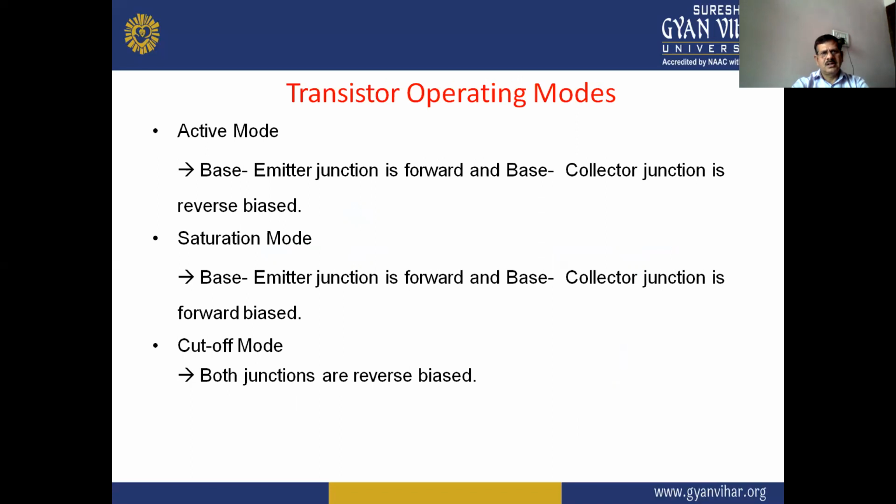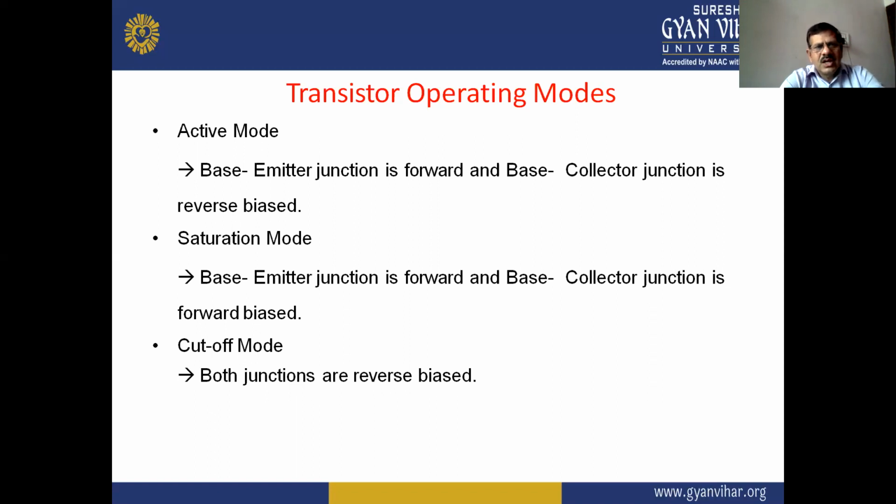What are the transistor operating modes? There are different modes of the transistor. The first one is the active mode, the second one is the saturation mode, and the third one is the cutoff mode. So there are three modes in which the transistor operates.